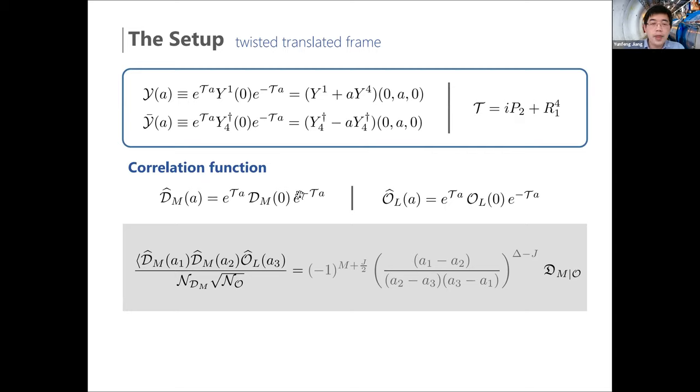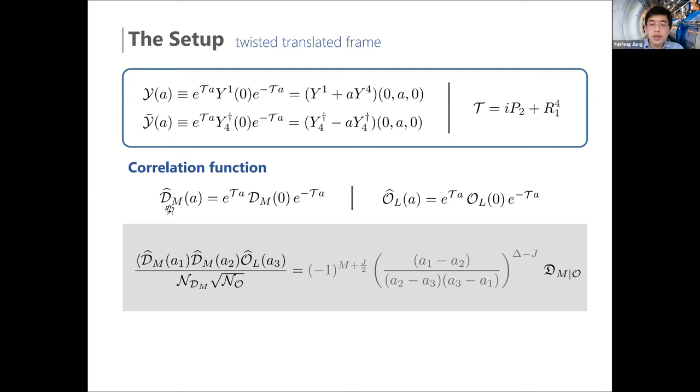So then we construct the following operators. We construct a sub-determinant operator at the origin, then we perform the twisted translation. And then we also construct a non-BPS or BPS single trace operator, and then perform the twisted translation.